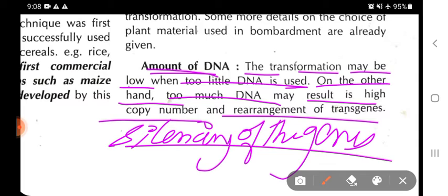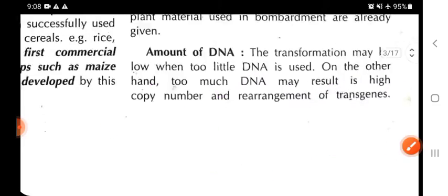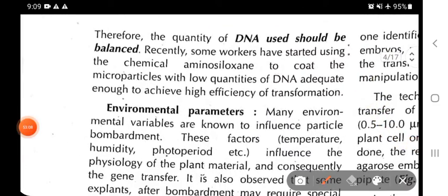So this transformation frequency may be low if too little DNA is used for this technique. On the other hand, if you are using too much DNA, then gene silencing may occur, and rearrangement of the transgene may occur due to the high copy number. So what to do? The quantity of DNA used should be balanced. What amount of DNA to use for transformation has to be checked by observing previous transformation experiments conducted by other researchers.